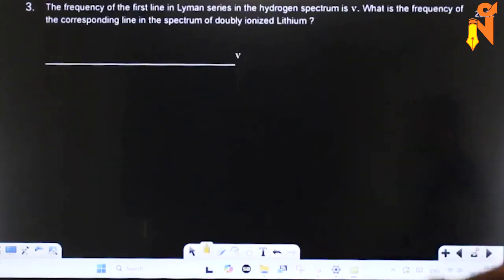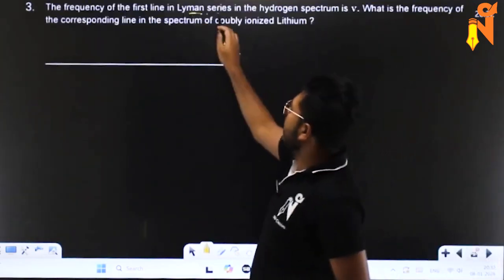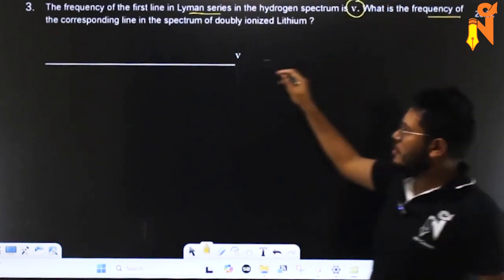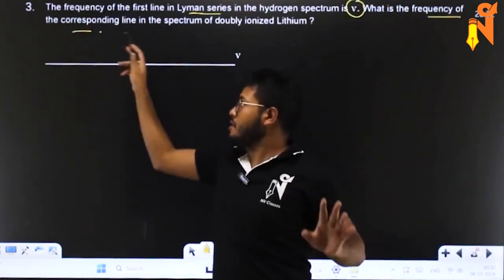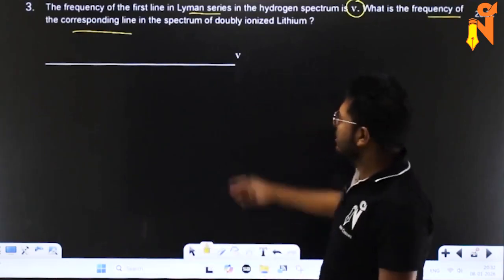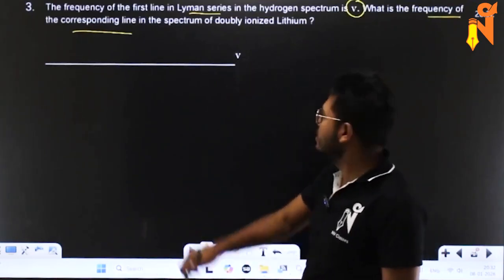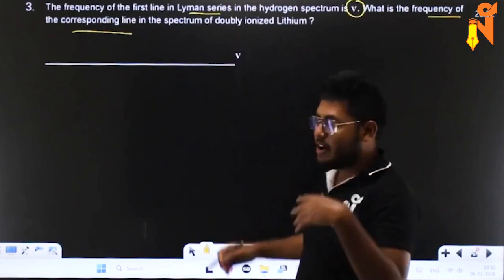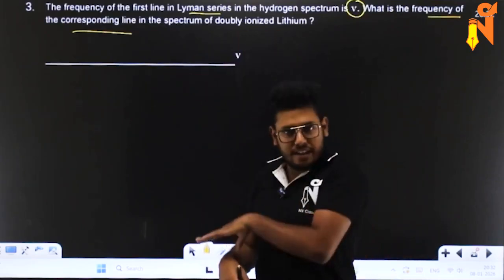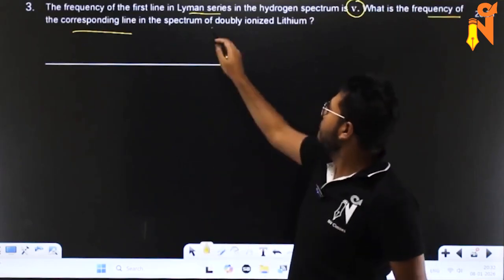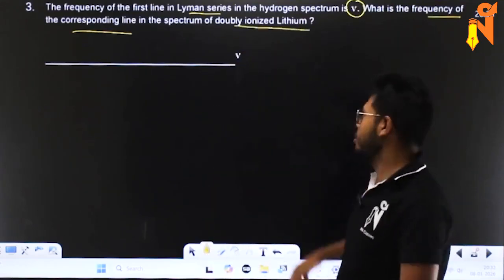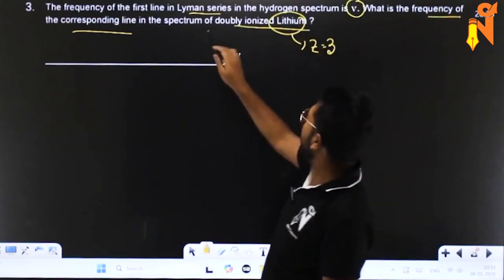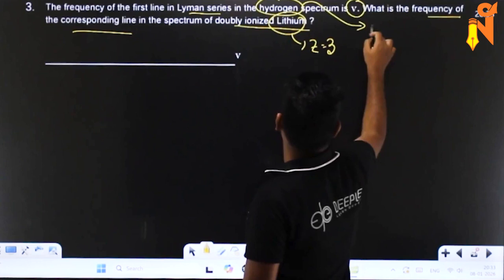Let's proceed to the next one. The frequency of the first line in the Lyman series in the hydrogen spectrum is nu. What will be the frequency of the corresponding line for lithium? That means the same line they are talking about, so same level transition. First line in Lyman means 2 to 1, and for the other case also a 2 to 1 transition is taking place, but for a different element altogether. For lithium, Z is equal to 3. Here for hydrogen, Z is 1.